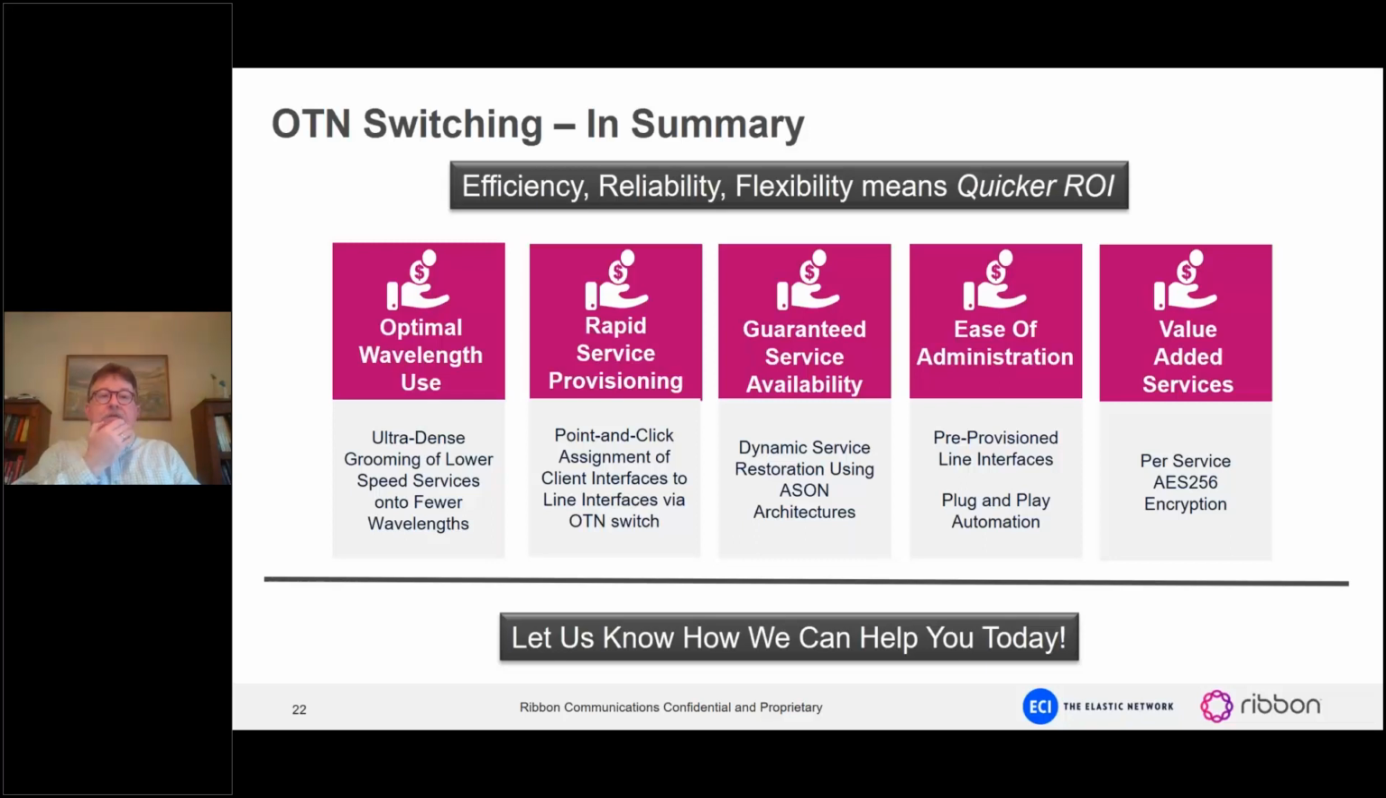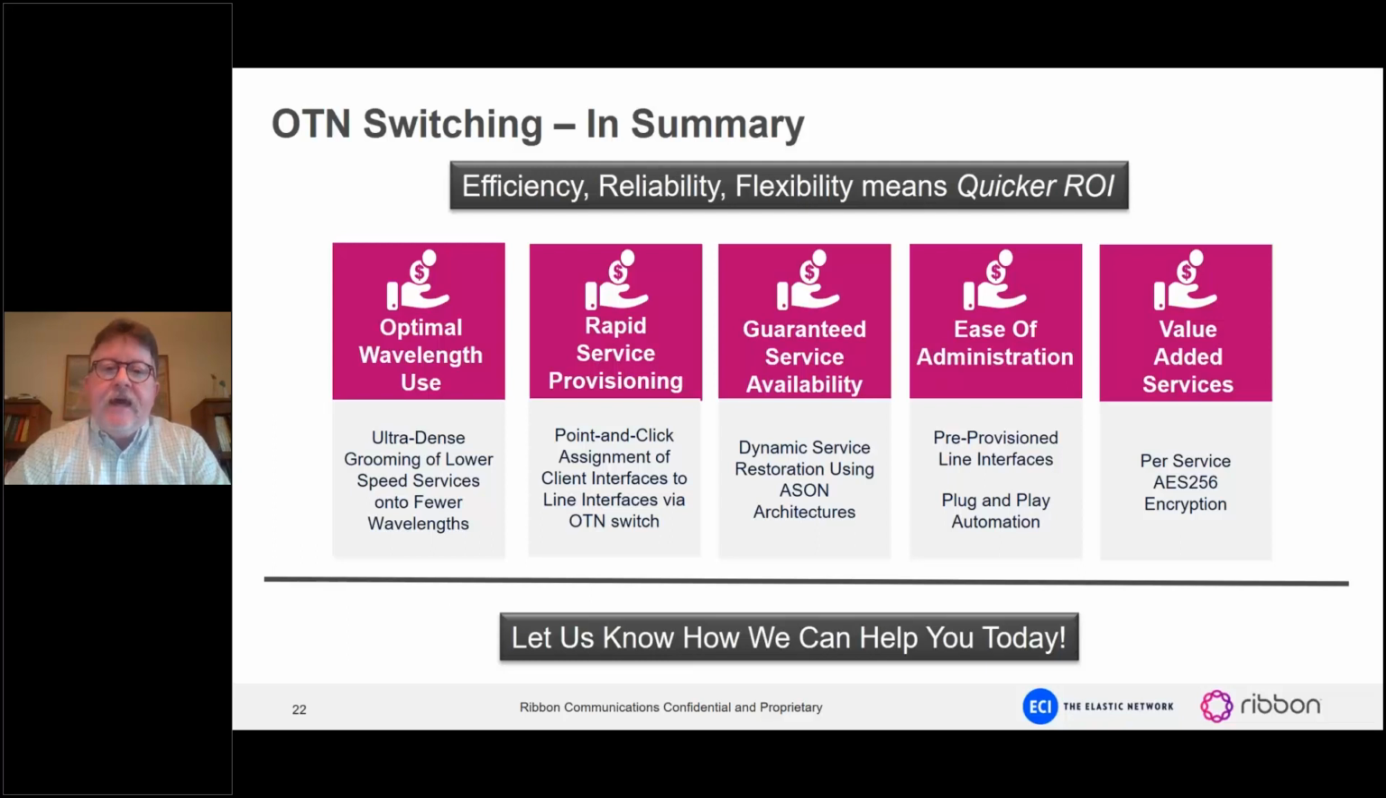Okay, so in summary, on OTN switching, I hope I've given you a good feel for what OTN switching is and why it's different, why it's a differentiator. You'll notice that my little icons are the little man with his hand out for the money, right? It's really all about the money here. Are there other ways to move data in your network? Of course there are, right? But OTN switching is the most efficient and the most flexible, and can have the largest impact on your bottom line.